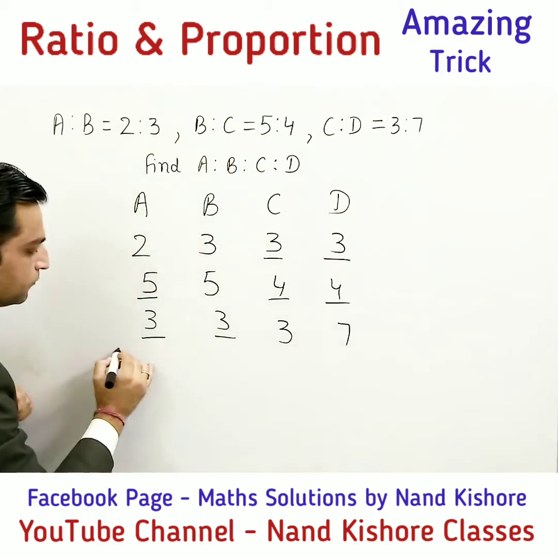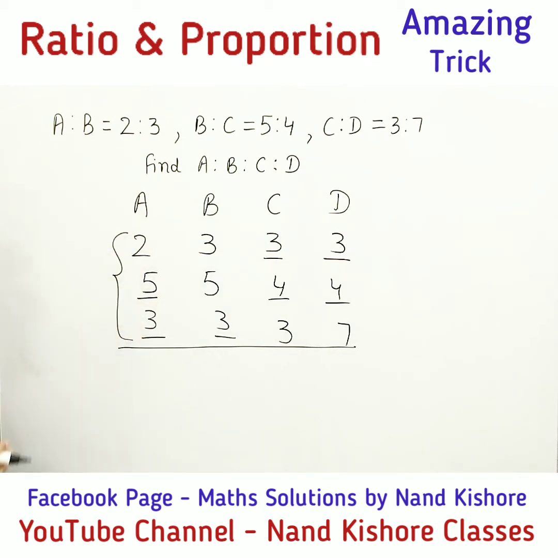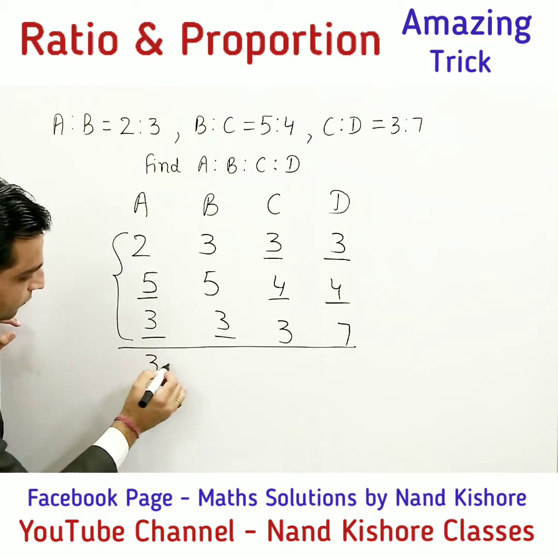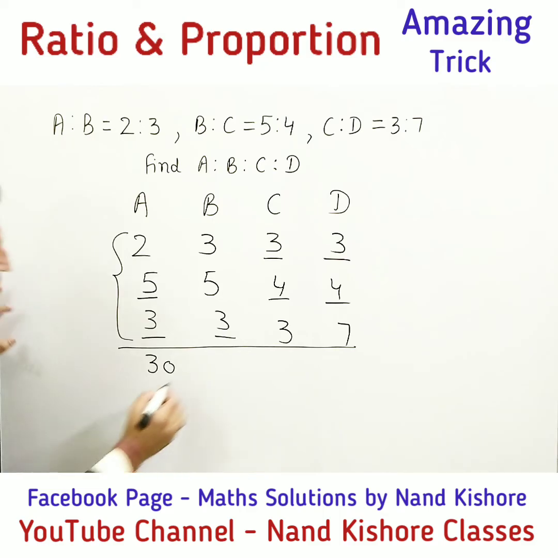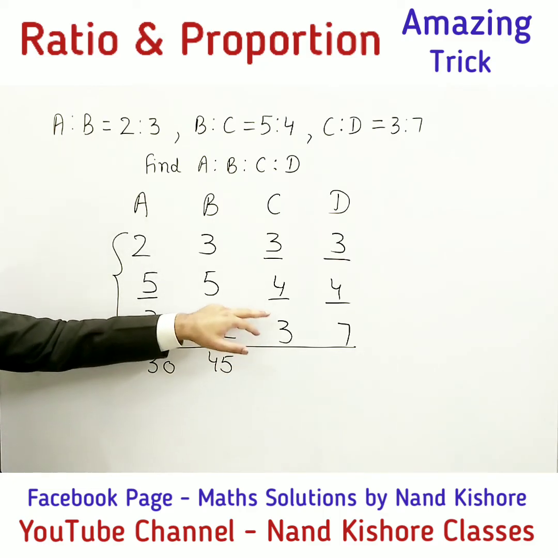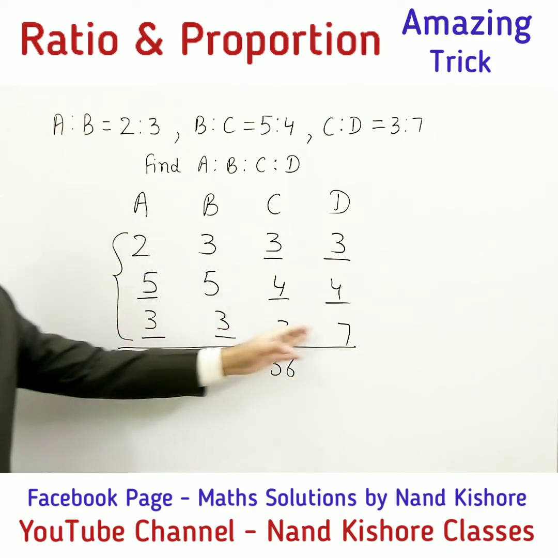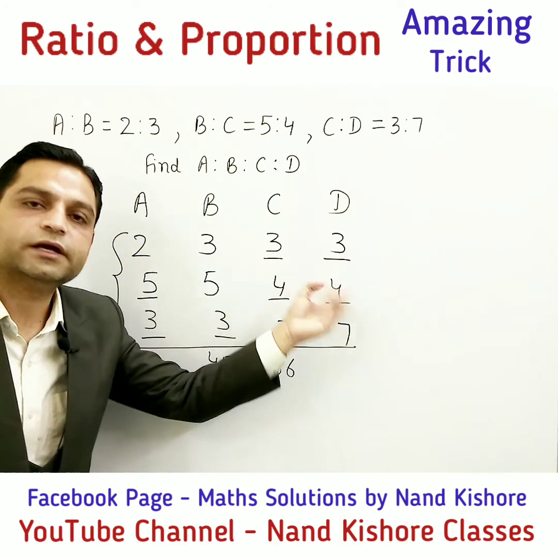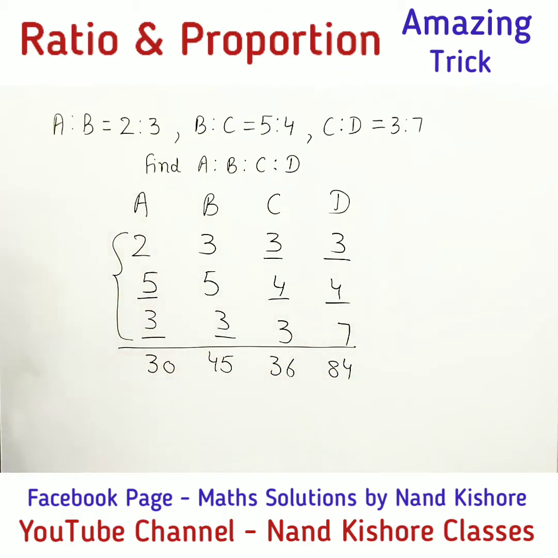It's very easy. Now we need to multiply vertically. 5 3s are 15, 15 2s are 30. 5 3s are 15, 15 3s are 45. 4 3s are 12, 12 3s are 36. 7 4s are 28, 28 3s are 84. So this is the number which we have got.